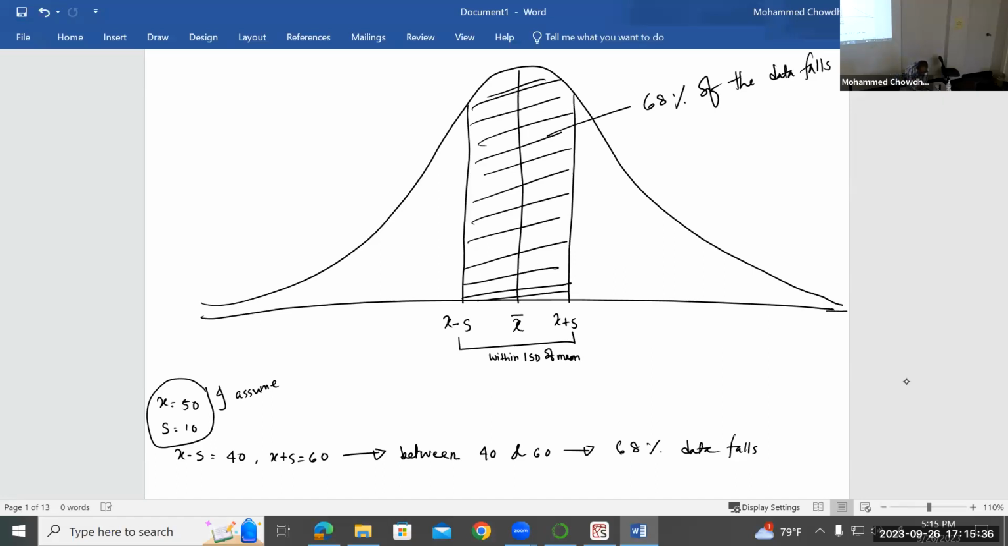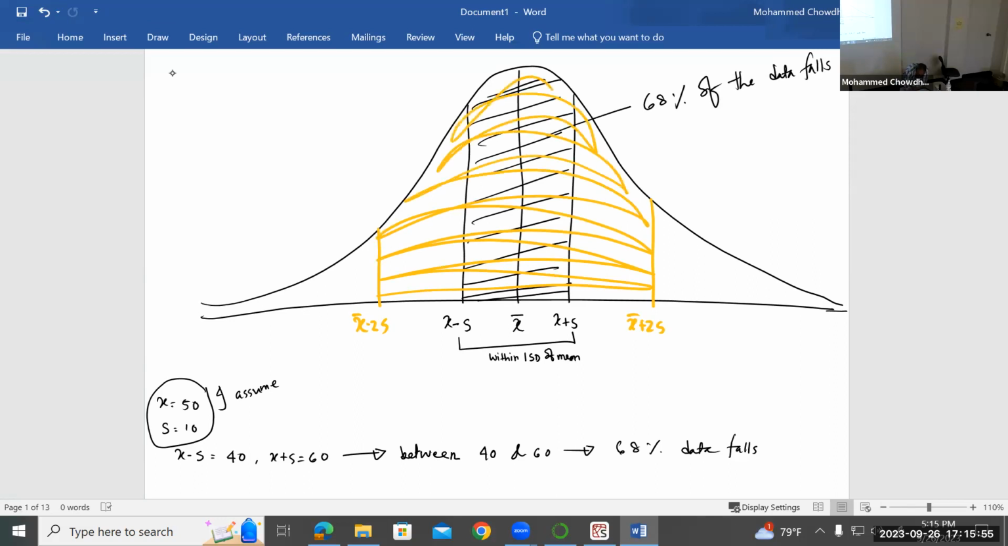Now, within two standard deviations, I want to take a different color. Within two standard deviations, which is equal to x bar minus 2s and x bar plus 2s, within this 95% of the data falls. 95% of the data falling means 95% of the frequency. This is coming from the frequency curve. I will show you a real life example in a minute that this is true.